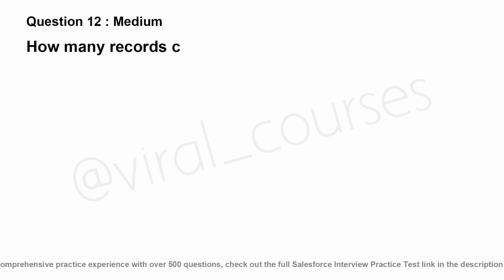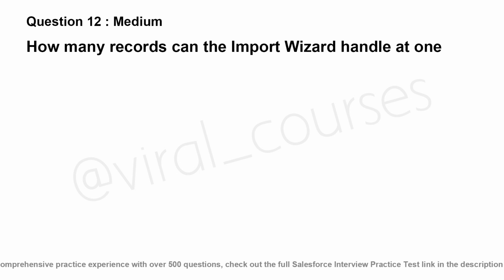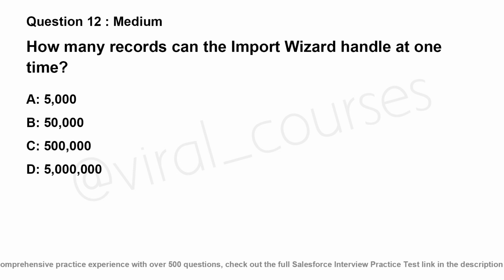How many records can the Import Wizard handle at one time? Option A, 5,000. Option B, 50,000. Option C, 500,000. Option D, 5 million.